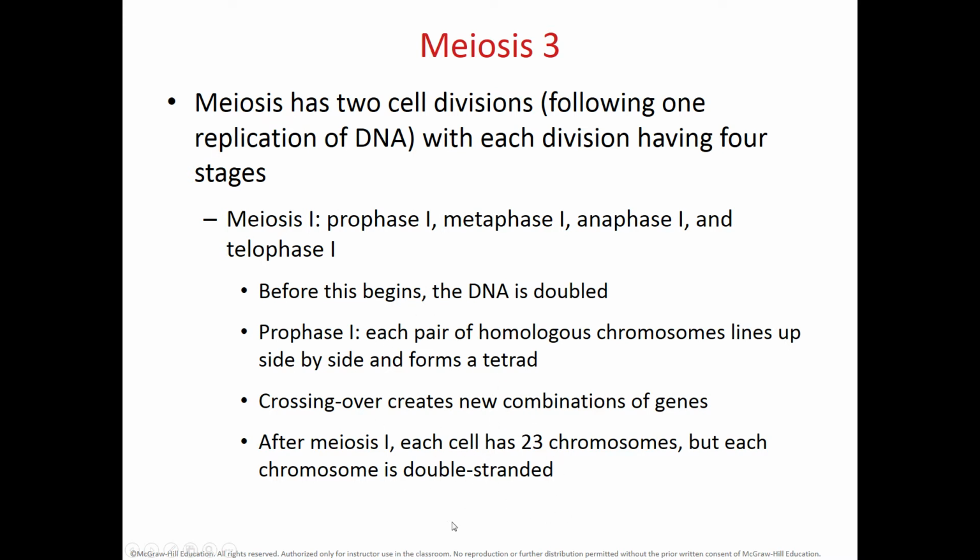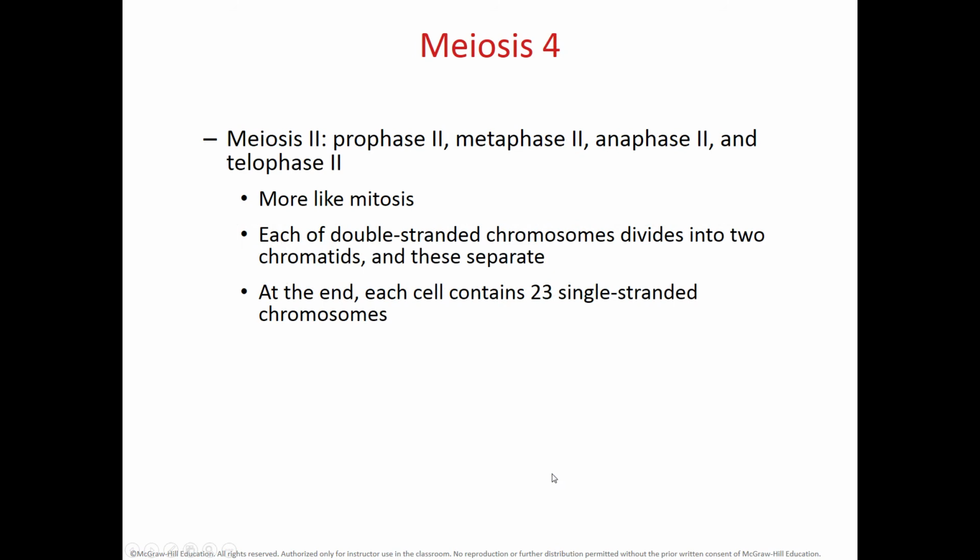So after meiosis 1, each cell has 23 chromosomes, but each chromosome is double-stranded. So these chromosomes have these chromatids, sister chromatids attached to each other. And then during meiosis 2, these chromosomes divide, so they will have 23 single-stranded chromosomes, while in meiosis 1 you have 23 double-stranded chromosomes. So you separate the sister chromatids.